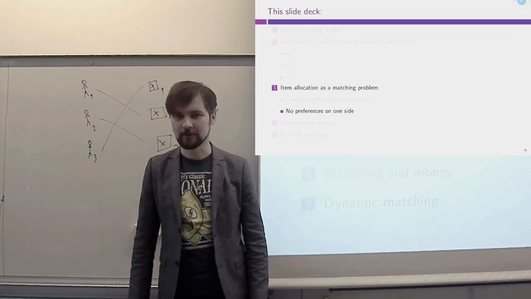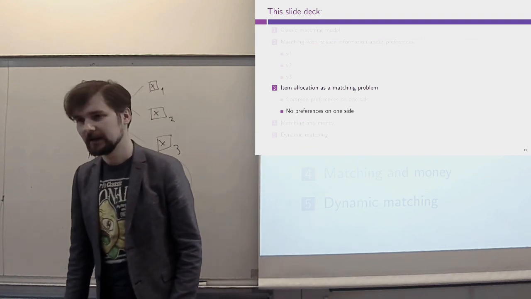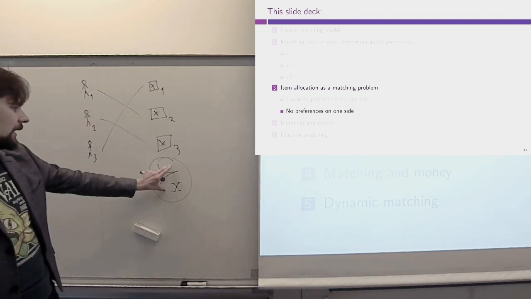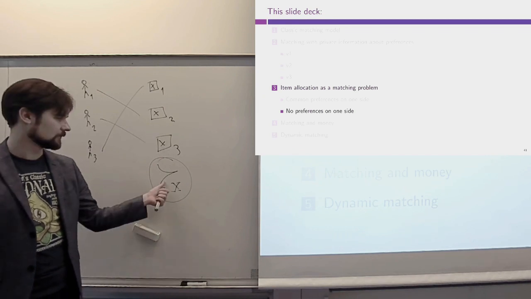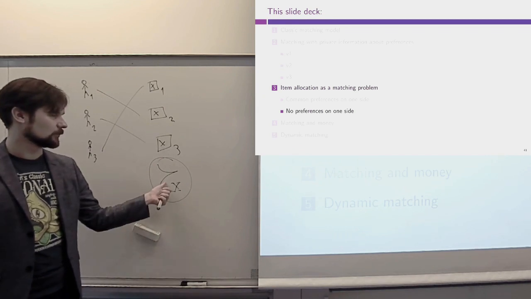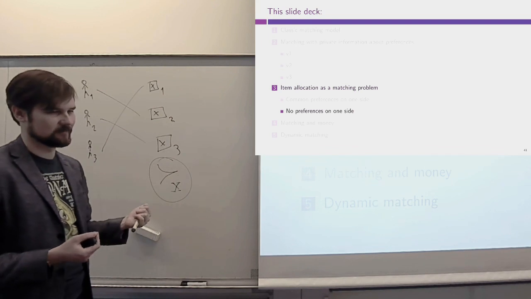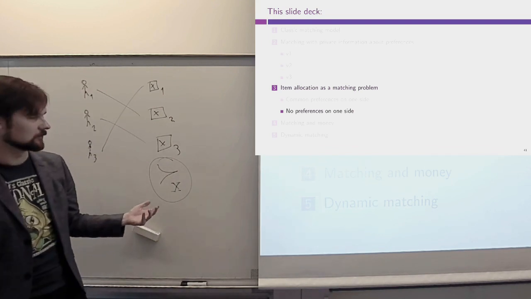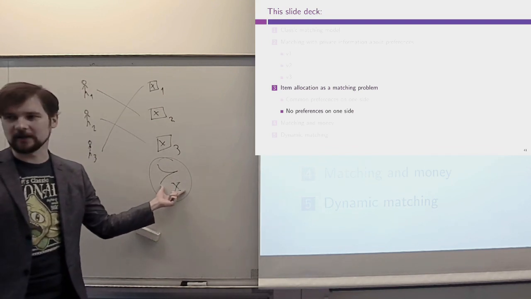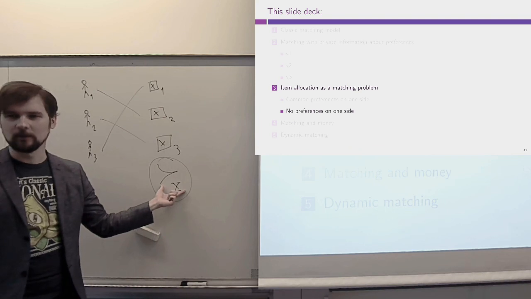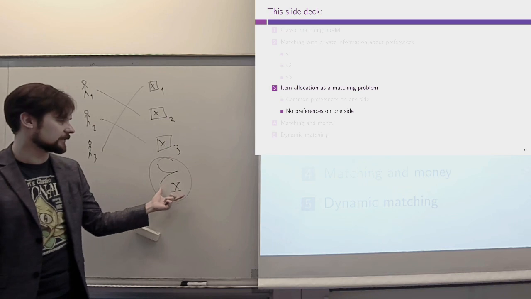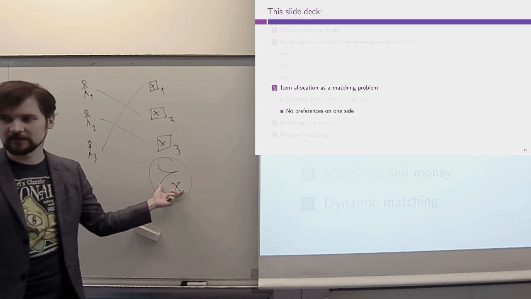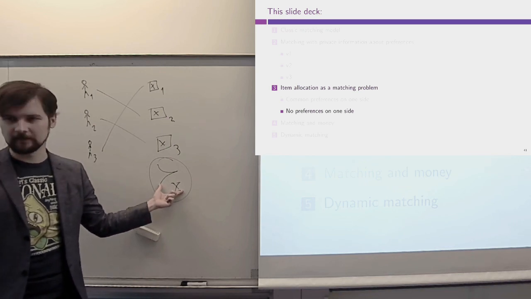Perfect. Then let's move on to the second version of this model, in which we do not have any kind of preference on this side of the market, which means that we could still run this kind of deferred acceptance, the priority choice rule. The question is, what kind of priority do we choose? What if we want to treat everyone fairly and we do not want to favor some agents and disfavor the others? What can we do then?